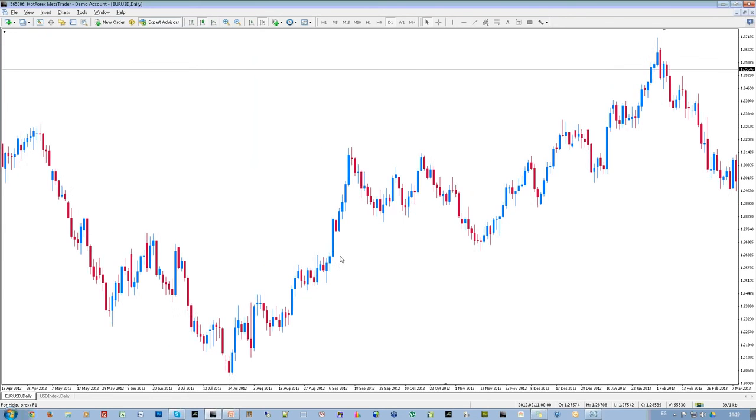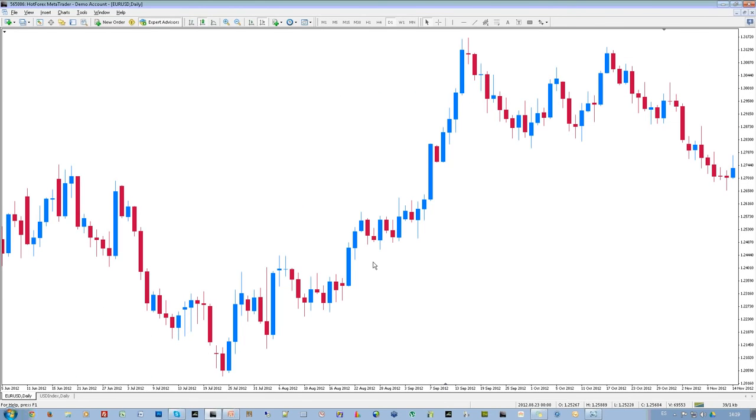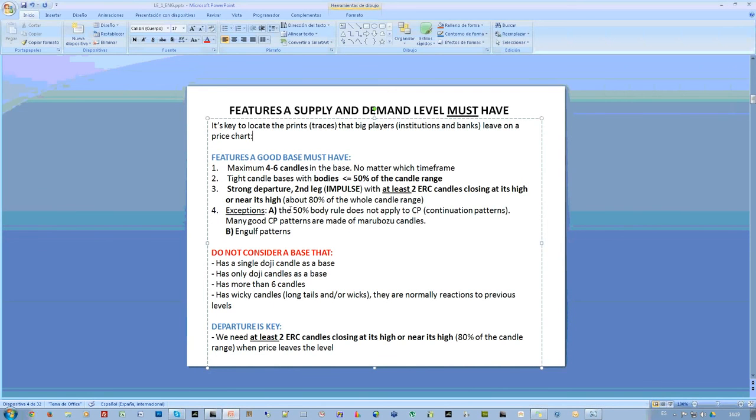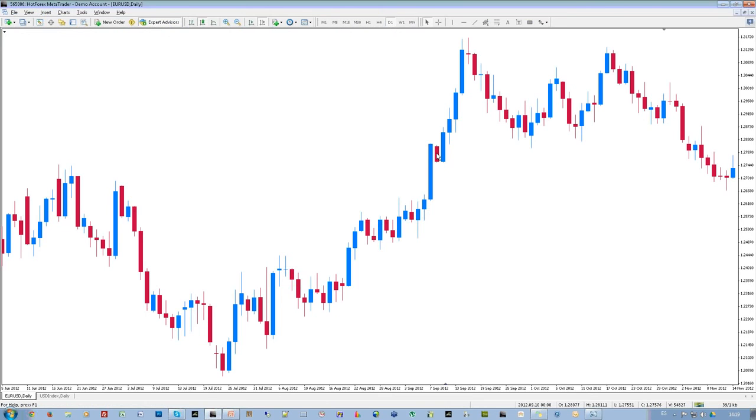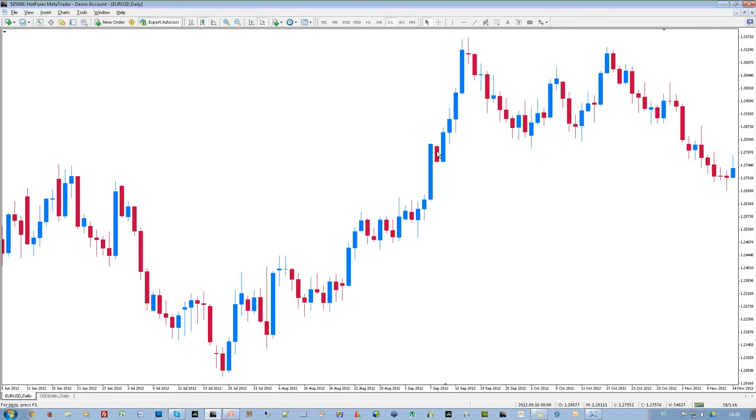It stands out. See, this is the exception I was talking about before. For the basing right here for the CPs, continuation patterns, because they are made normally of tight range candles, Marubozu candles. Marubozu candles are candles with a tight range, small bodies with almost no wicks or tails. So look at this. If you take into account that rule of 50% of the whole candle range, that won't work.